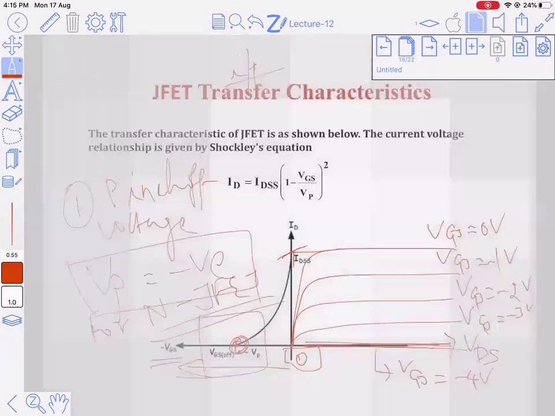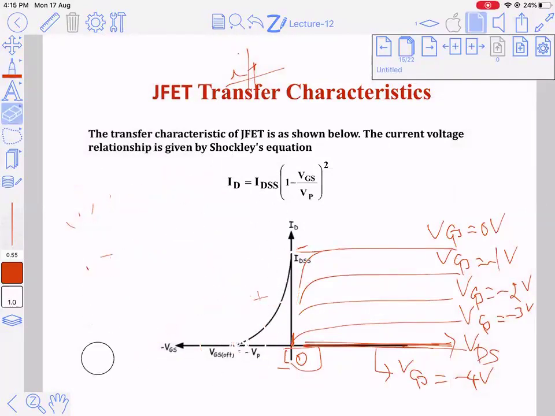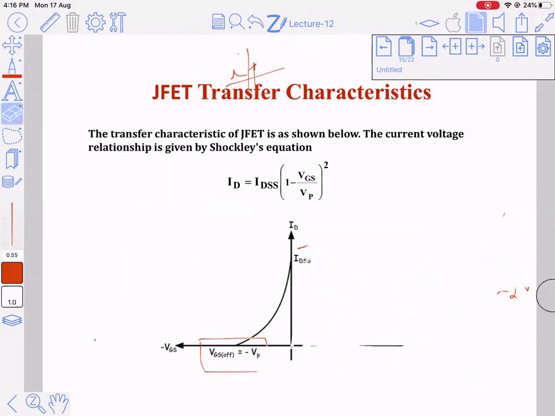If you look at this graph, in this particular graph you can see over here it is written as VGS off. If you look at this particular curve, the transfer curve, this curve is a parabolic curve. And there is an equation associated with this particular curve. This equation is called Shockley's equation.